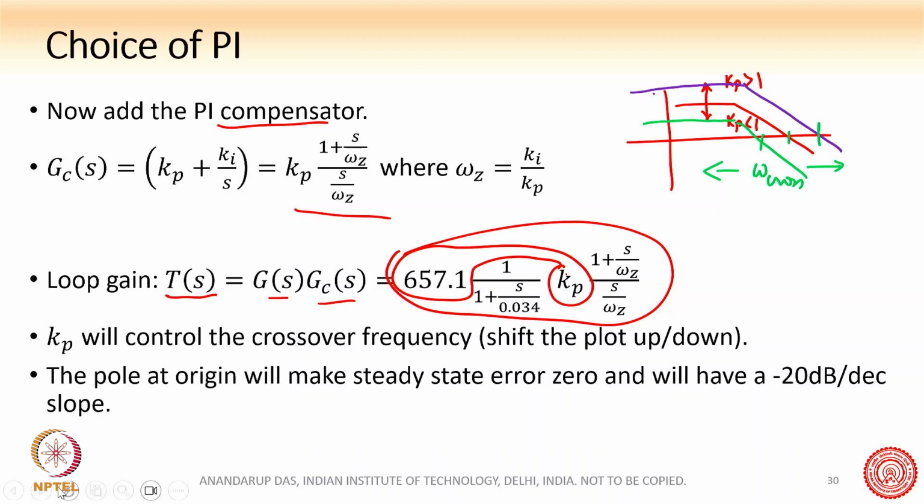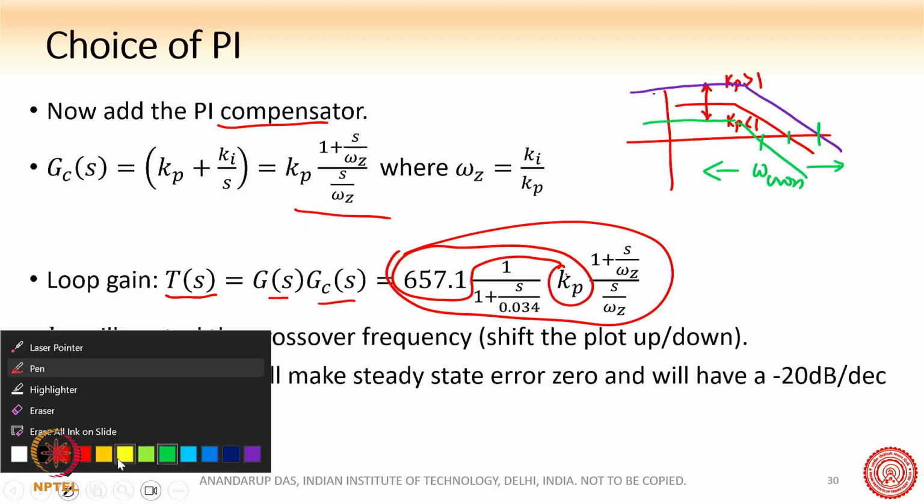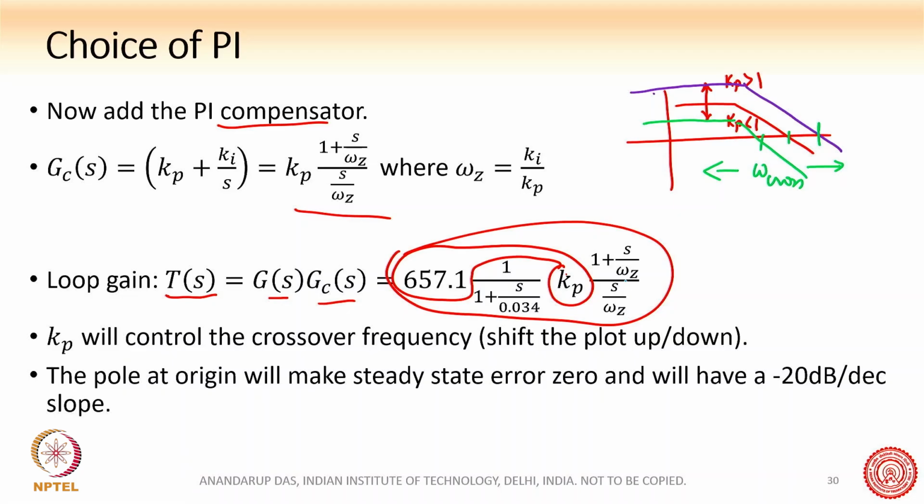Also, we see here that there is a pole at origin. Which means the steady state error will become 0, right? So this is one of the biggest advantages of a PI compensator. It has a pole at origin, and so the steady state error becomes 0, right? So this is how it will look like.